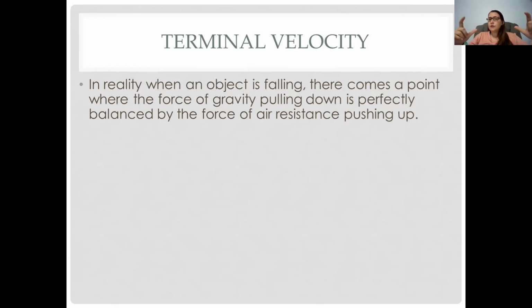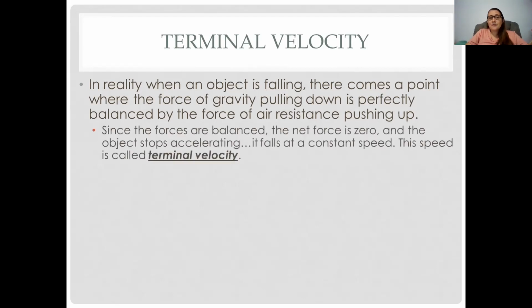When those two forces are exactly balanced, remember that means they're equal in size, opposite in direction. That means we have no more net force. And if there's no net force, then there's no acceleration. So at this particular time, it stops speeding up as it falls, and it will fall at a constant speed. That constant speed is called its terminal velocity, its ending velocity, because it will not accelerate anymore from that point, unless you're applying another new force to it.